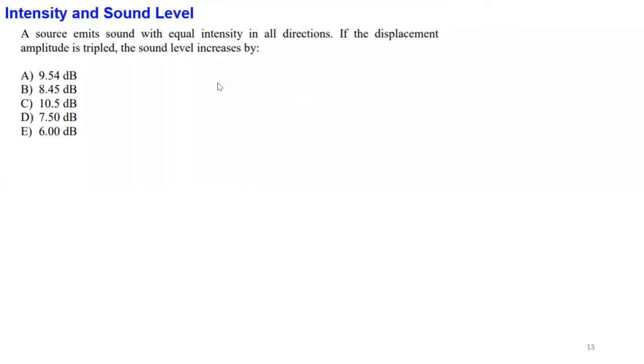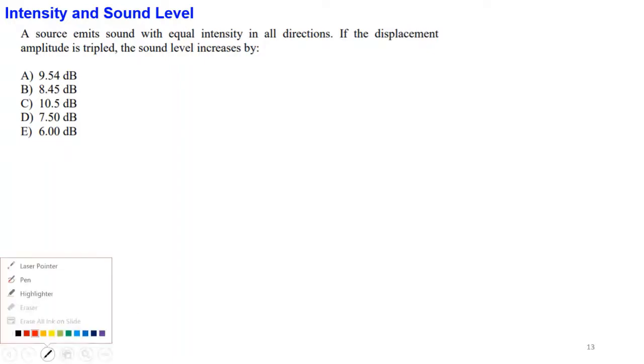Okay, let's continue. I stopped it by mistake. So let's read the question carefully and then we solve it. So a source emits a sound with equal intensity in all directions. As I told you, this is a definition of an isotropic sound source. It emits equal intensity in all directions. So if the displacement amplitude is triple, what is the increase in the sound level?